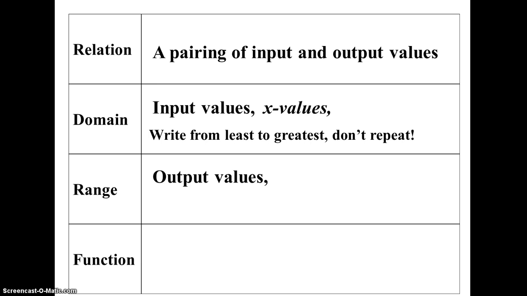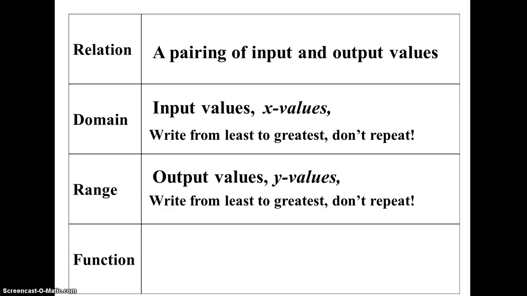The range are just your output values. They're your y values. They're the dependent variable. Again, we will write them from least to greatest. We won't repeat any values. So if we have a y value repeated from our input-output pairs, our ordered pairs, maybe they're given to us in a table, maybe they're given to us in a graph and we're just looking at them, however they're given to us, when we go to write out the range, we're just going to write them from least to greatest, and we're not going to repeat any values.